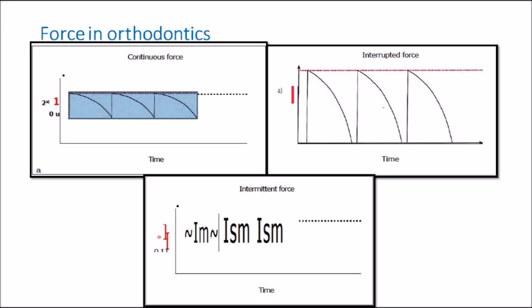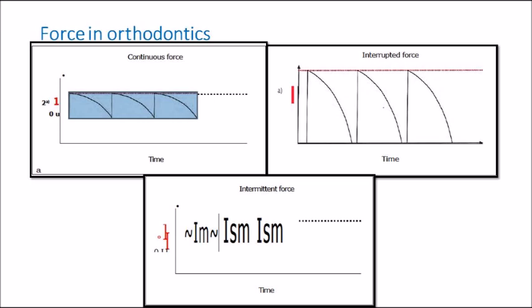This is the type of continuous force, and it is usually your fixed appliances which make use of light wire appliances, light arch wires. So these are the appliances which provide continuous forces.